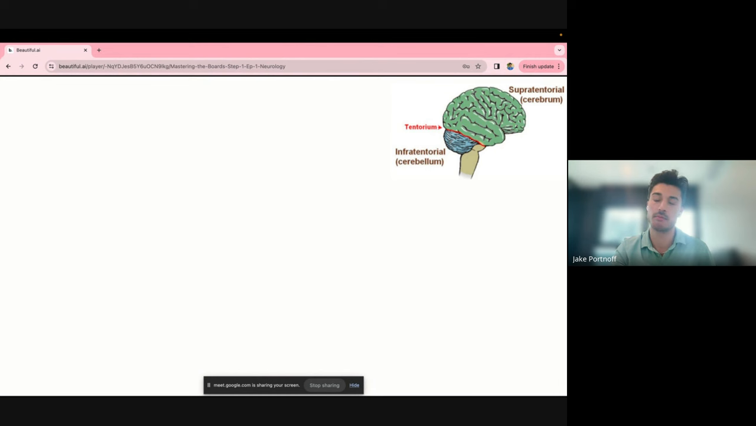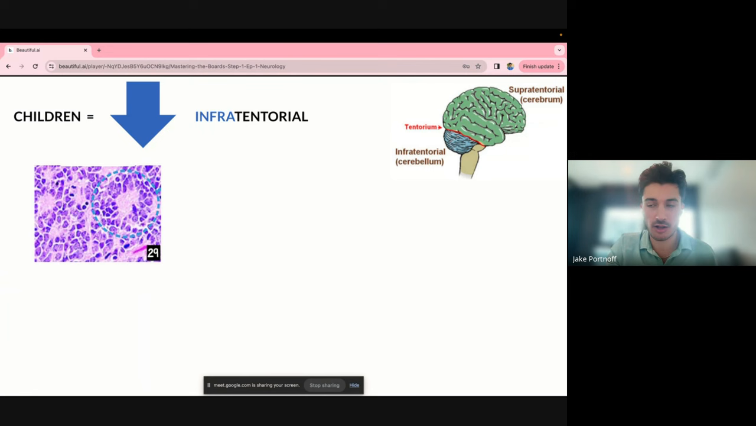So pediatric tumors, what did we say about adults? We said they're adults or older. We said they're supratentorial. So then what is children? Children are younger, they're infratentorial. Okay. Now I have histology slides here, and I want you guys to tell me what you see and what is the brain tumor. Okay. This first one, what are you guys thinking? What is that?